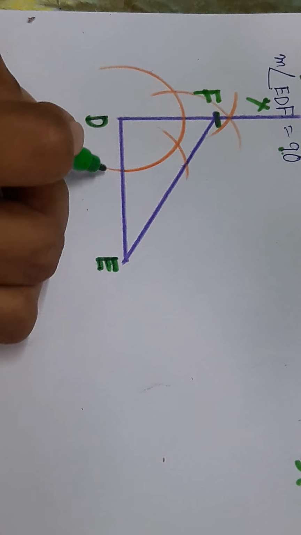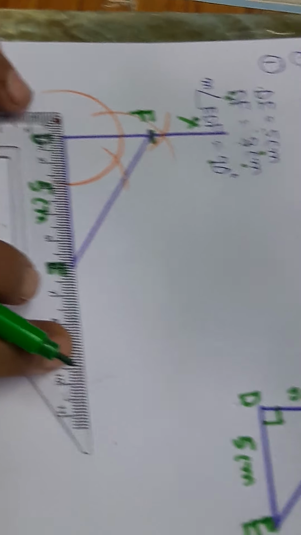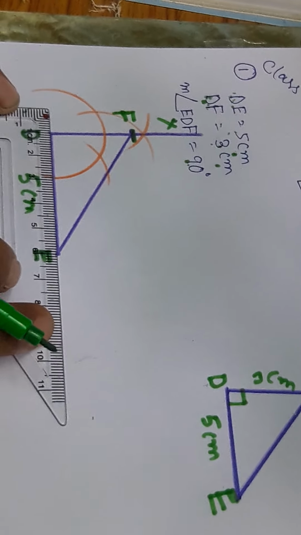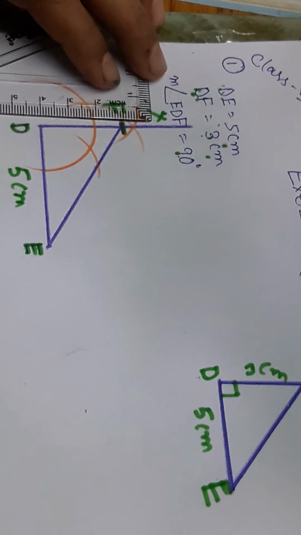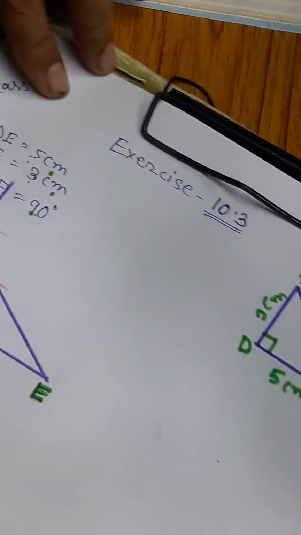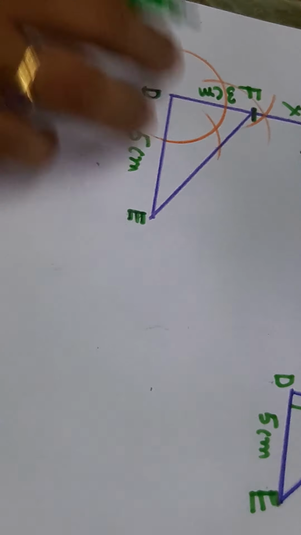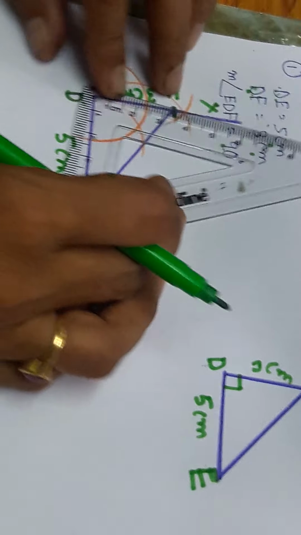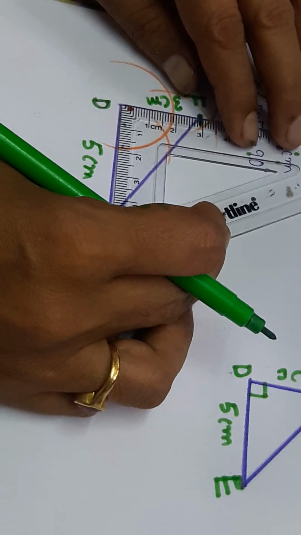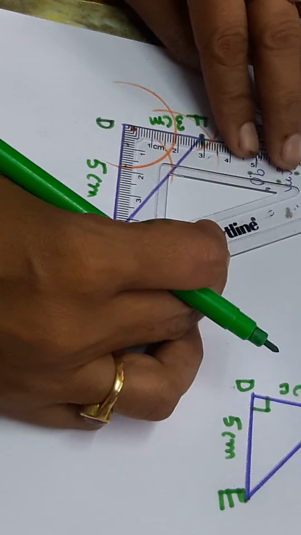Okay, now DE equal to 5 cm. Yes, you can see for cross check I am showing you it is 5 cm. Then DF equal to 3 cm. You can cross check this one, it is 3 cm. This length is 3 cm, and that angle is exactly 90 degree. That's why I have taken the set square, so that you can measure that 90 degree also. I hope you all are clear about this one.